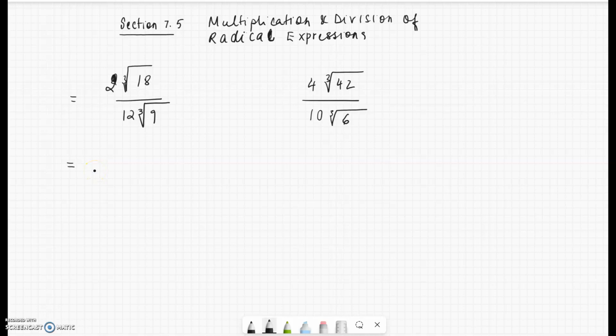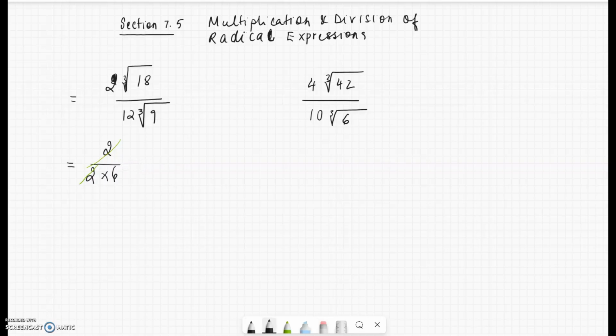So here we have to divide one radical expression by the other. Now clearly we could cancel the numbers, common factors. So if you have a 2 in the numerator and 2 times 6 equals 12 in the denominator, clearly the 2's cancel.